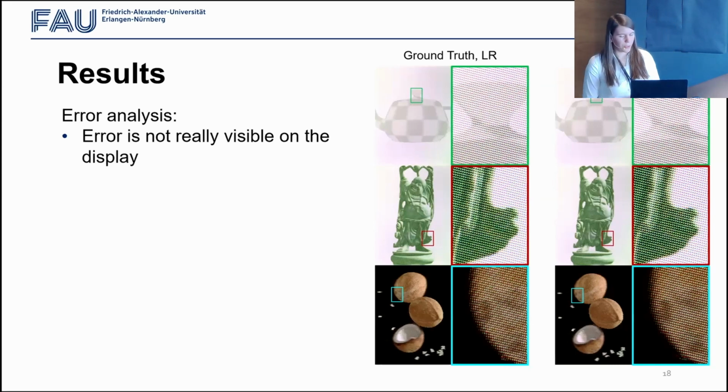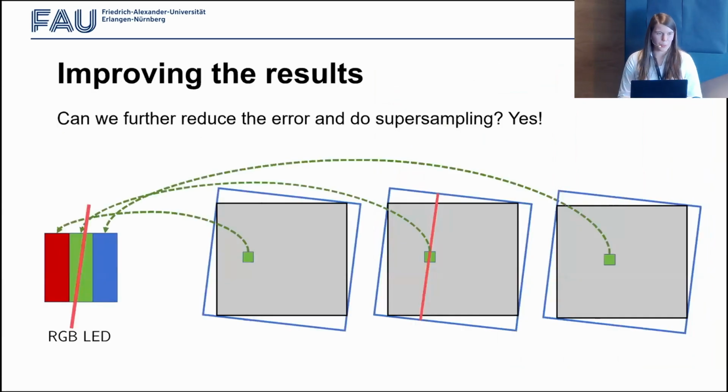For other displays, of course, this error may be visible, and that's why we also asked ourselves if we can further reduce the error by doing supersampling, in case the error was visible on a larger display. And the answer is yes, we can do this. We can also apply fine-grained supersampling in our approach.